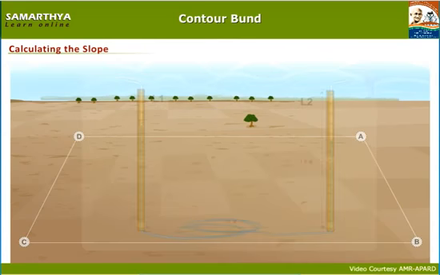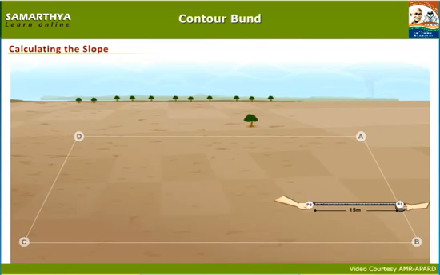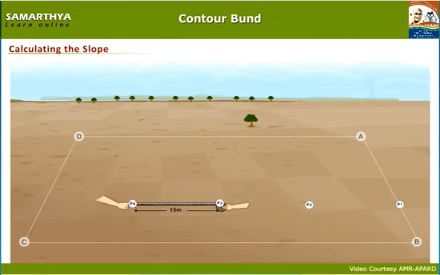Mark the first plate as L1 and second plate as L2. The length of the pipe between the 2 plates will be 15 meters. Mark at every 15 meters between AB to CD. This marking should be as shown on the screen.